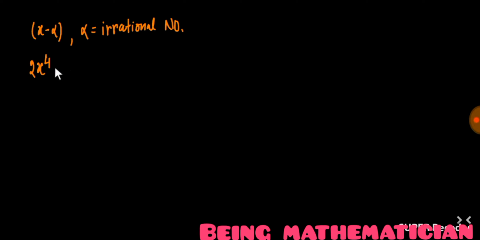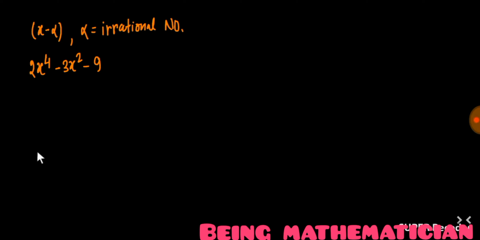Now we introduce an expression which has a factor x minus alpha, where alpha is an irrational number. We can factorize this expression by the zero factorization method. So let us assume that the expression is 2x to the power 4 minus 3x square minus 9.